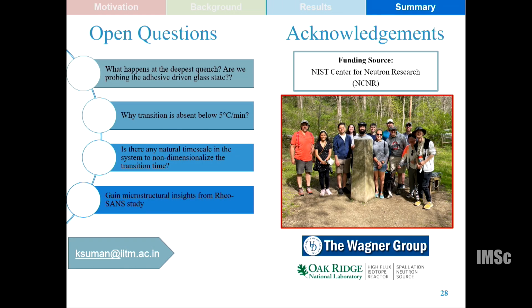Although we understand many things, there are yet many things for us to explore, and we don't know why that is occurring. Like, why is 5 degrees per minute the critical ramp rate above which the transition is occurring, and why is it not occurring before that? Is there any critical time scale of the material which we can utilize to non-dimensionalize the transition time and come up with a non-dimensional time for that? So these are the few questions which we don't understand. This part of the work was done with Professor Norman Wagner at University of Delaware during my postdoc, and the funding came from the NIST Center for Neutron Research.